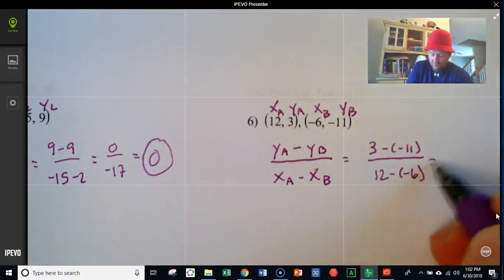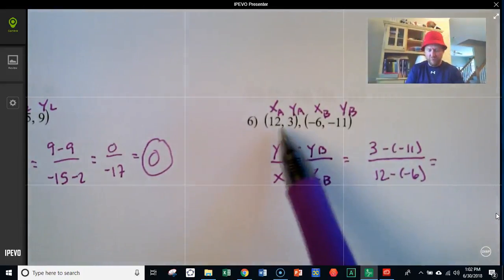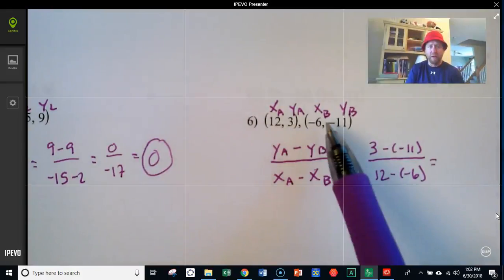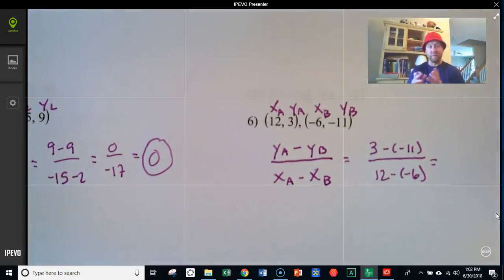Now the only way you could screw this up is if you picked your x sub a from this point and maybe your y sub a from this point. You've got to go in the same direction. Same point as the A point for top and bottom. Same point as the B point for top and bottom.